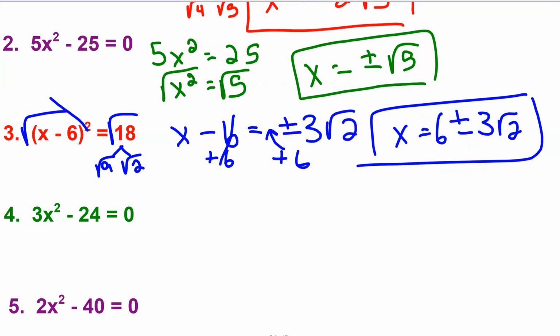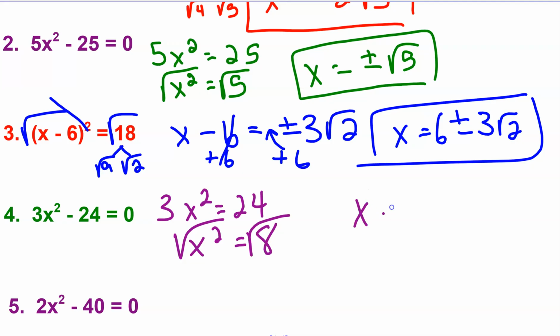And then the next one, I'm going to move the 24 over. I'm going to divide by 3. And then I'm going to square root both sides. And 8 is the square root of 4 and the square root of 2. So it's going to be 2 the square root of 2.